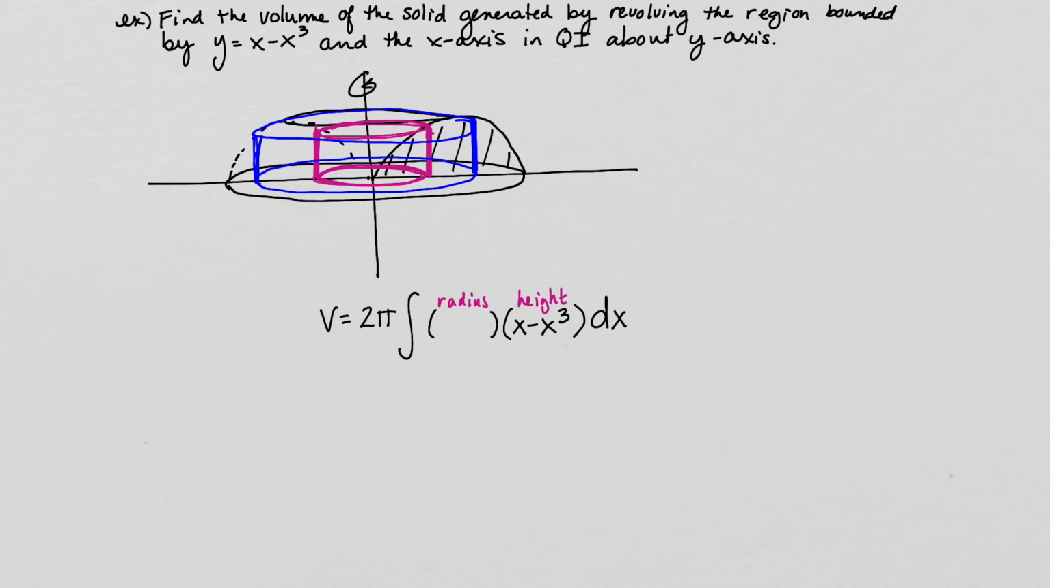No? Okay, the radius. The radius of the pink shell starts here at 0 and goes out to some x value. I just don't know what that is. The blue shell does the same thing, starts in the middle, and goes out to some other x value. I just don't know what that is.